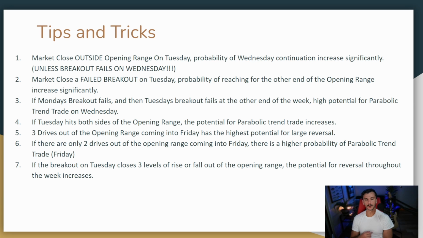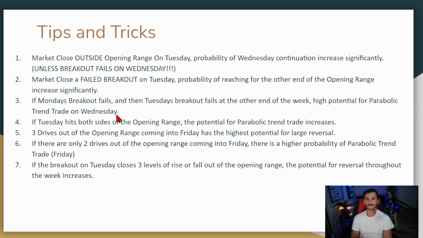Number two, the market has closed as a failed breakout on Tuesday. So let's say that the market went out of the opening range, and then it closed back on the inside of the opening range on Tuesday. That would basically give you a day one in the 3-day cycle, but that gives you an opening range breakout failure, and the probability of going from one end of the range back down towards the other end of that range on Wednesday goes up significantly.